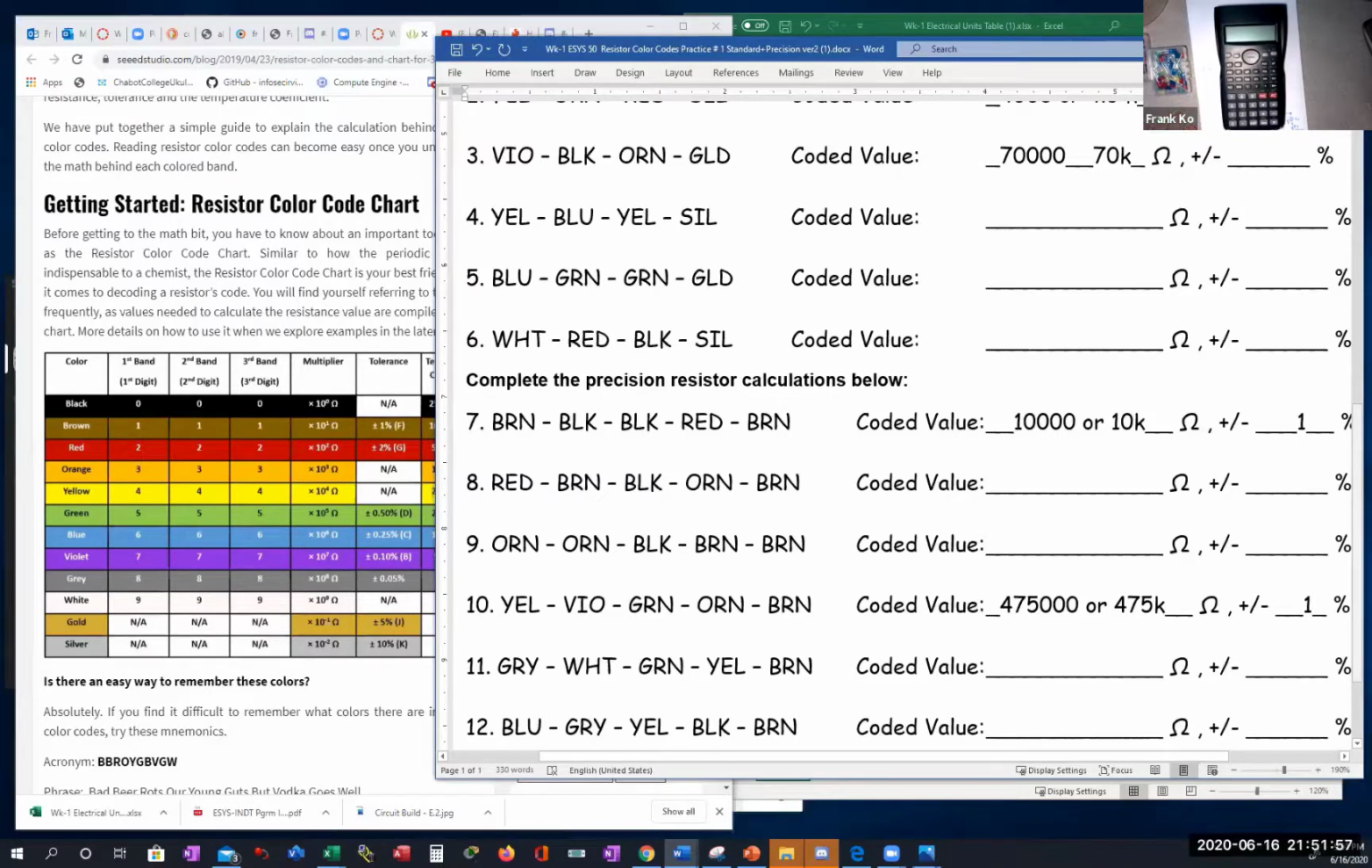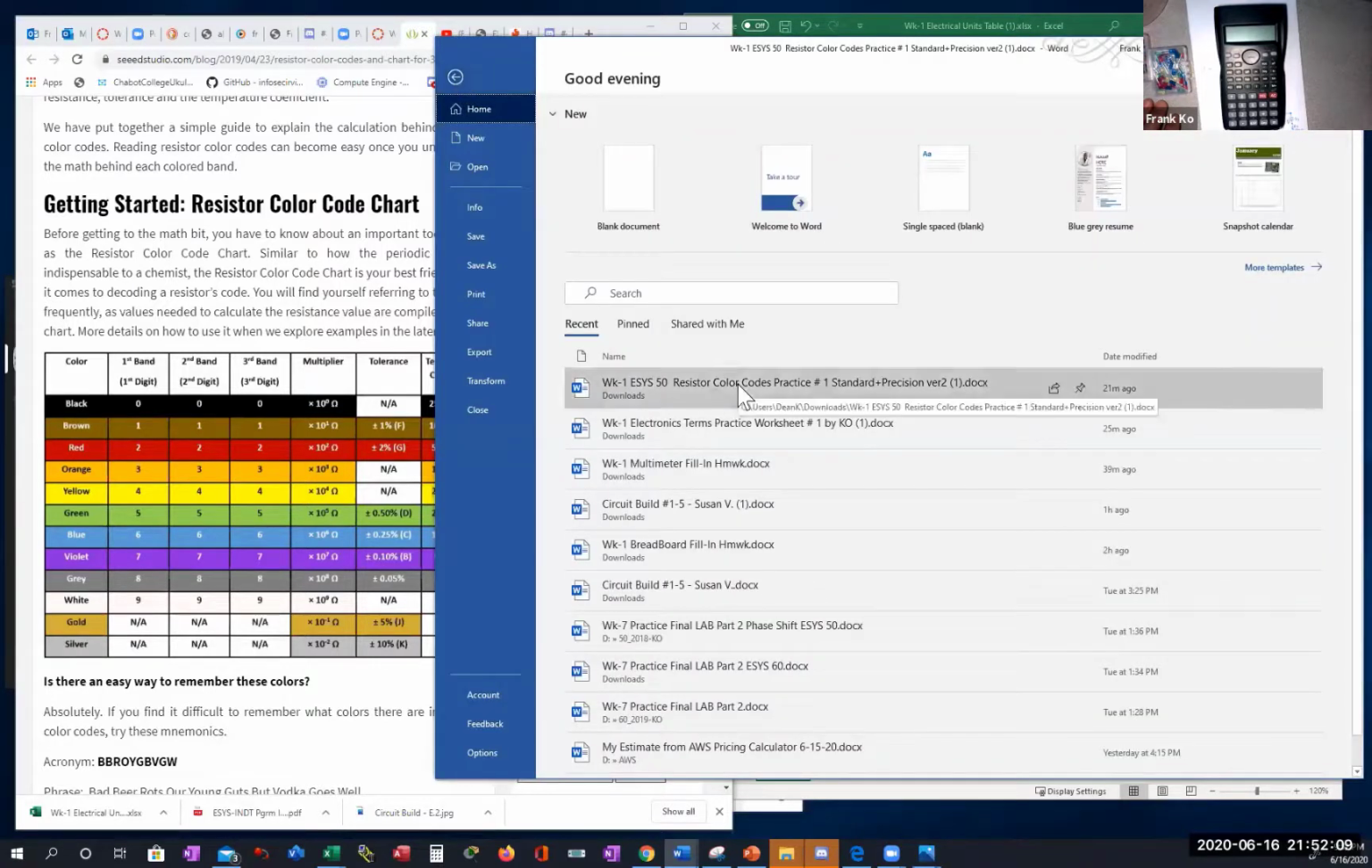Are we good with these samples that we've done so far? Are we good with this? Okay. Because we've done the effort. I'm just going to go ahead and save this.